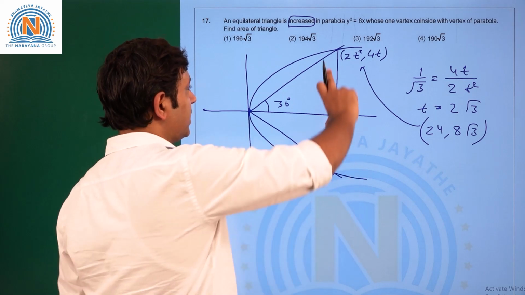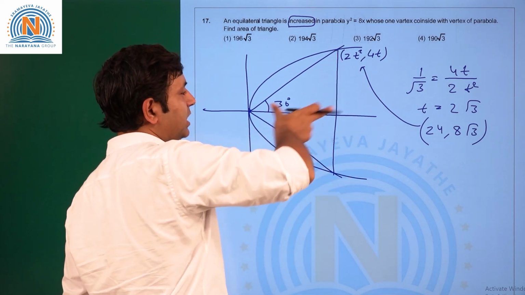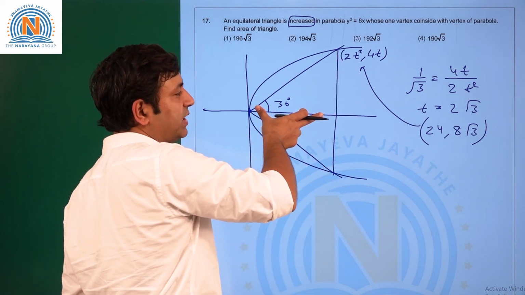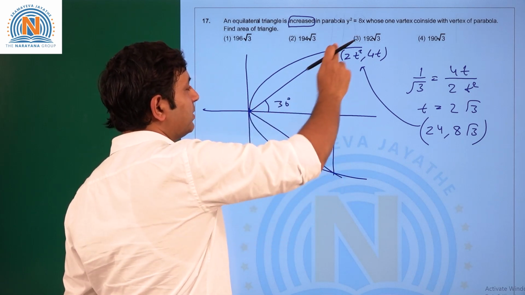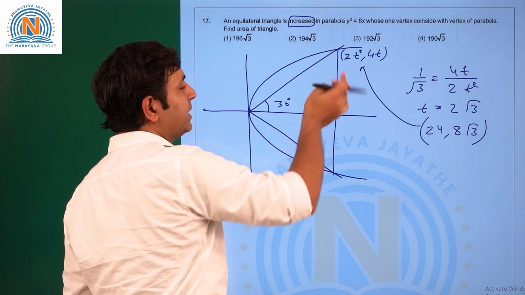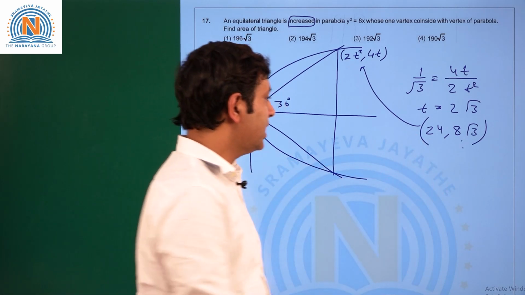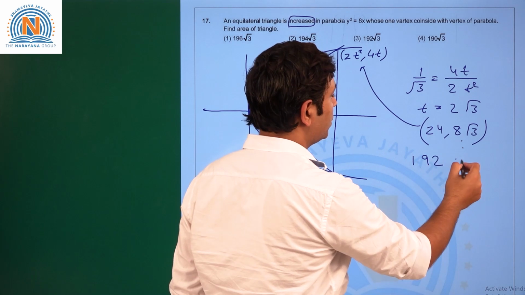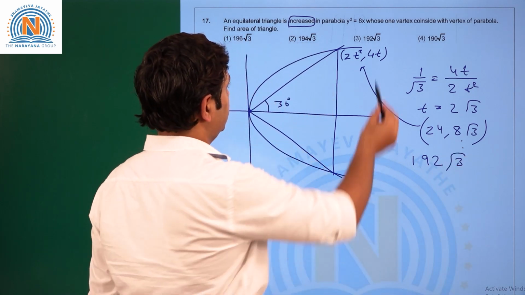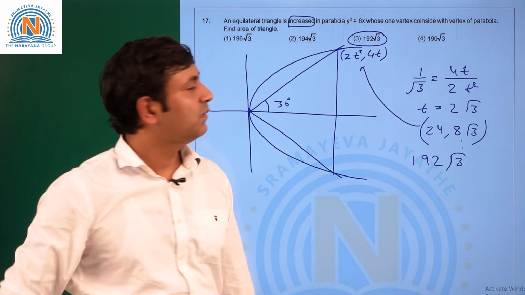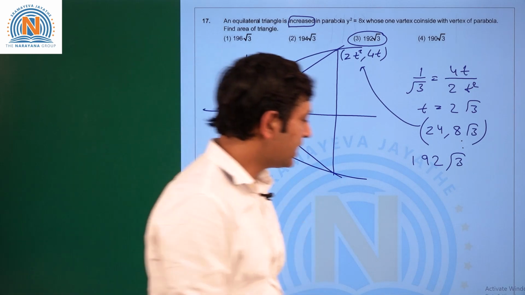Notice that we have this height as 8 root 3, this as 24. The area of this equilateral triangle will be twice the area of this triangle. It will be half of the product of this. Twice half, we can just take the product of these. It will be 192 root 3. We have it right here. We'll mark that option and we'll move on to the next question.